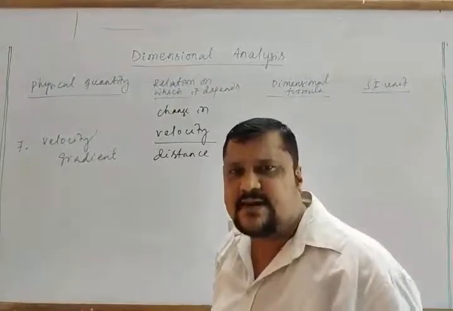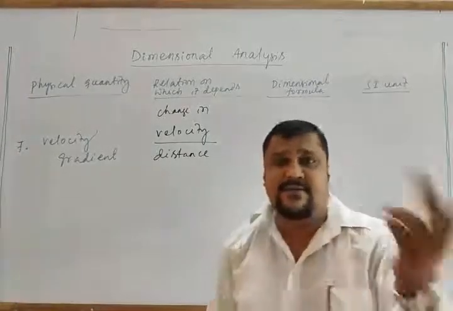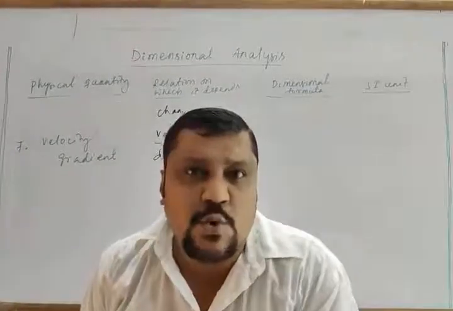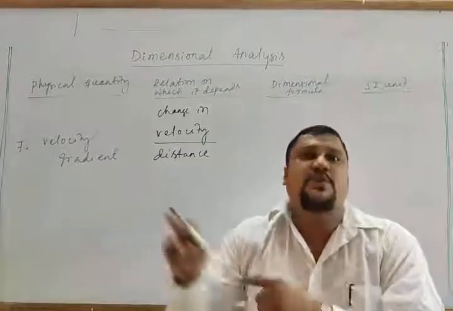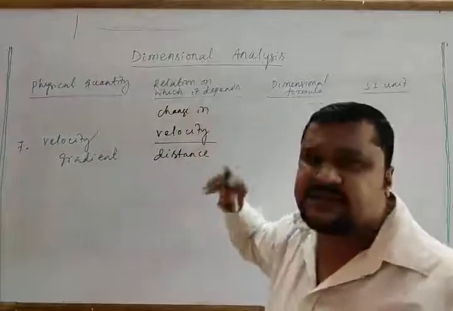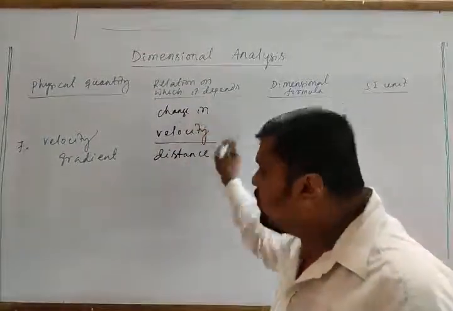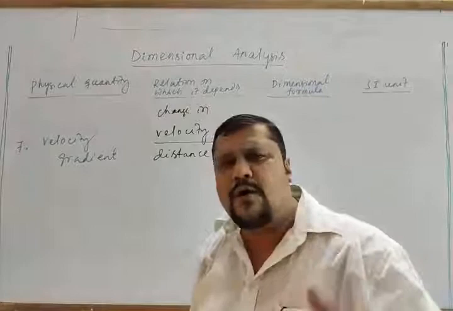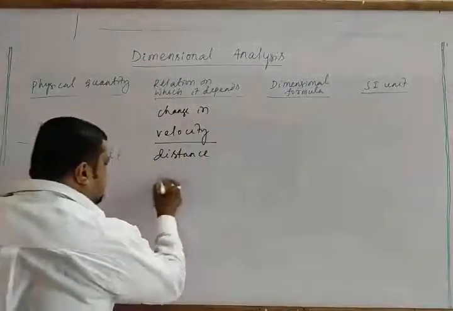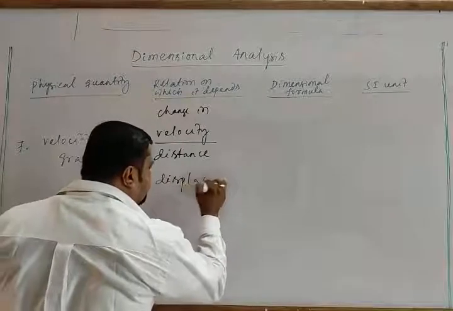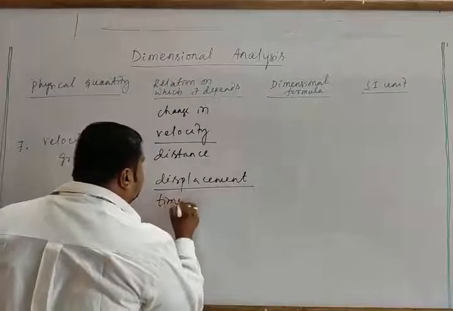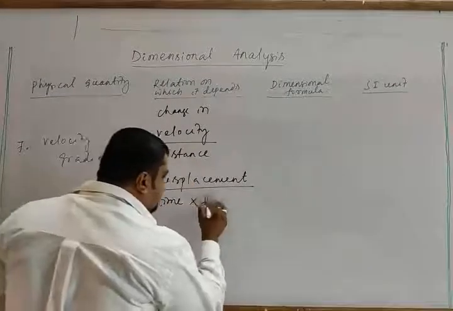What is the change in velocity? It is again a velocity. Change in velocity means 5 meter per second minus 7 meter per second, which is minus 2 meter per second. The result is also a velocity. So do not bother about change in velocity; it is only velocity. If you don't know the dimension of velocity, then simplify this formula. Velocity is displacement by time, and distance is this distance.